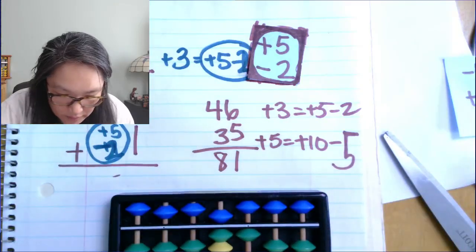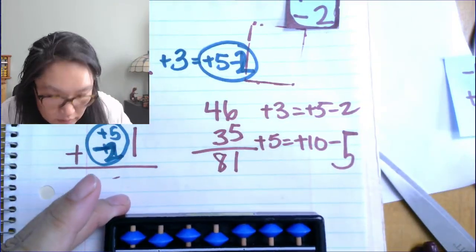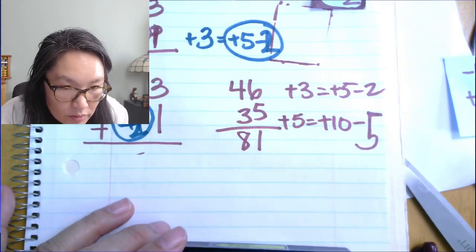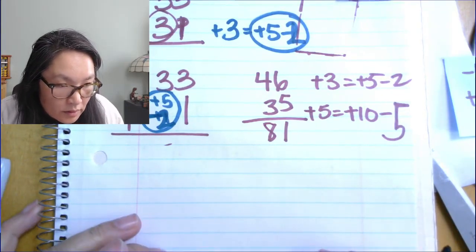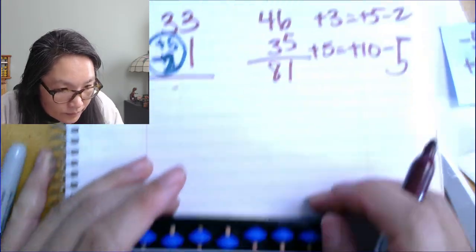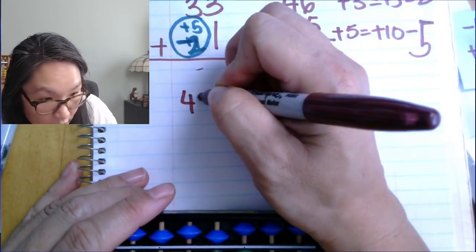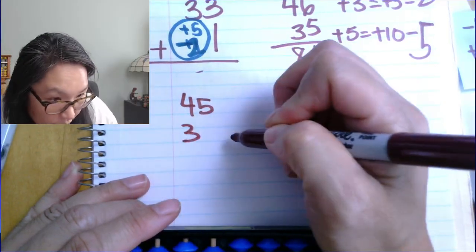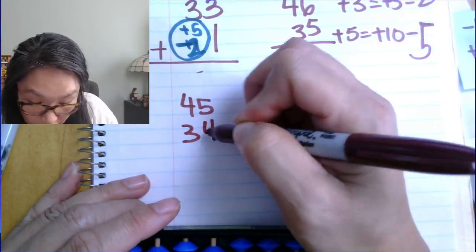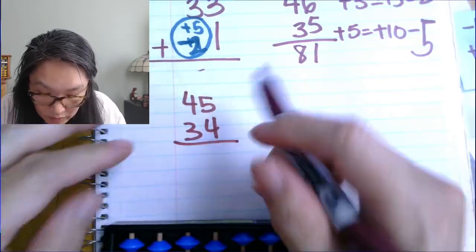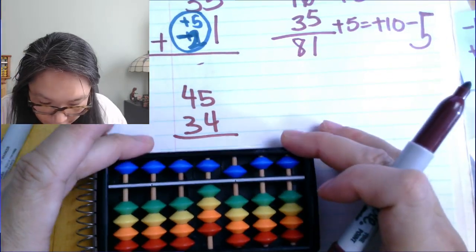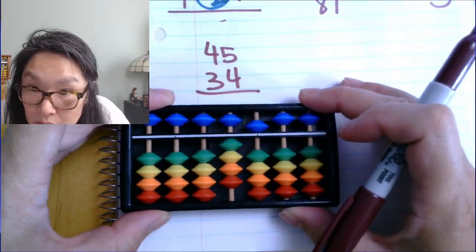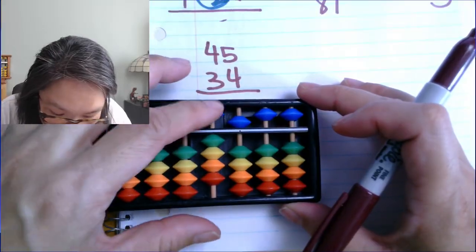Okay, so let's do another one. We want to do another double digit? We could do this one. Okay, so we do 45 plus 39, 34, right? So the question is 45. So I'm going to add the 5. I cannot add the 5. What do I do?